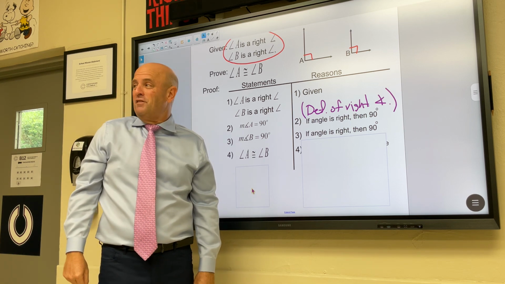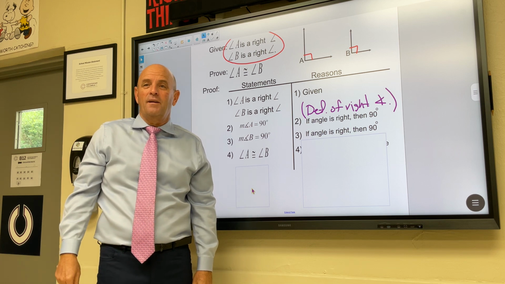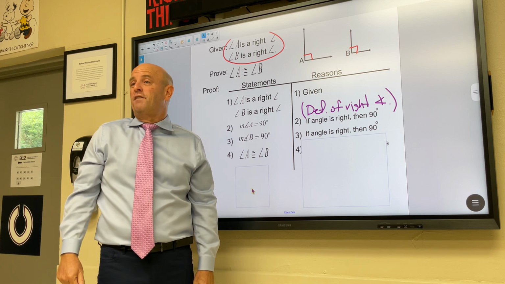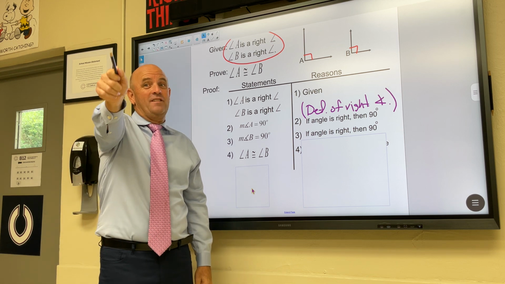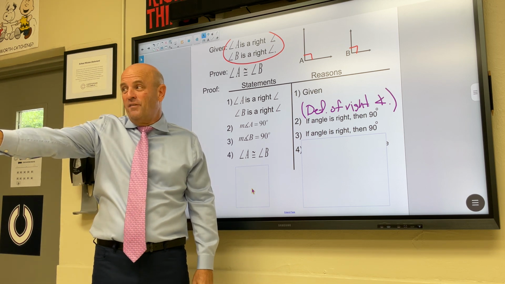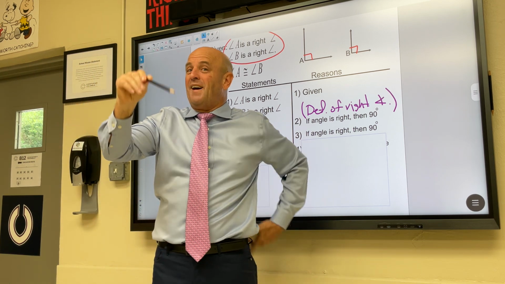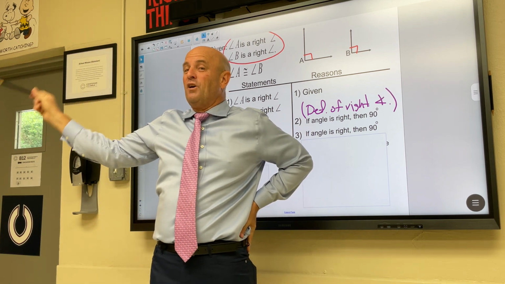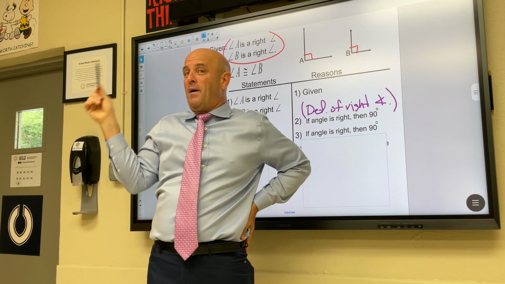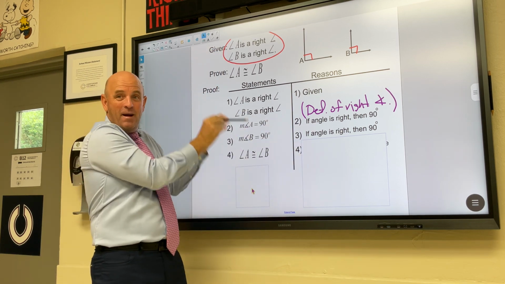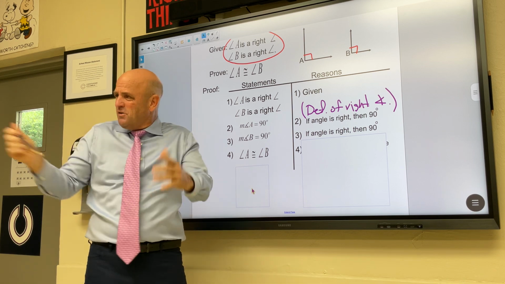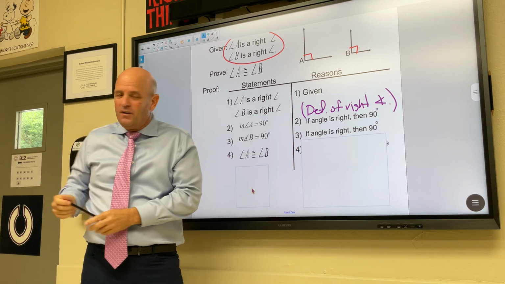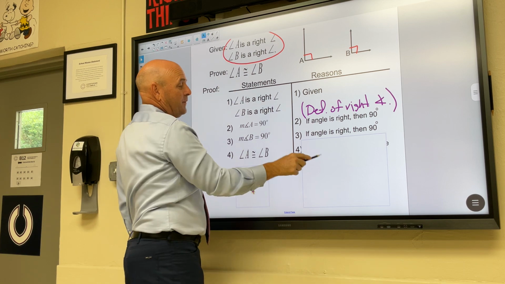Is that a definition? Is that a postulate? Is that a theorem? What is that? It's a definition. So it's a definition of what? Congruency. Good. Definition of congruency, not definition of right angle. If two angles have the same measure, then they are congruent. I should probably write it that way, right? If they have the same measure, if they are equal measures, then they are congruent. Which is what? The definition of congruent. You can put definition of congruency.